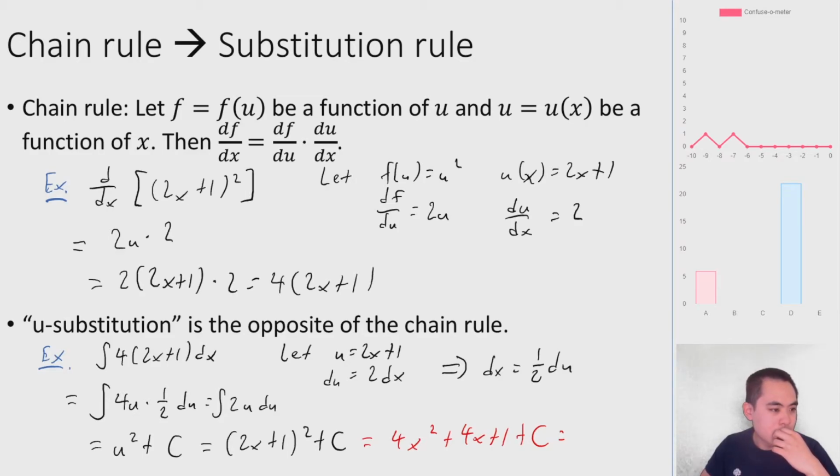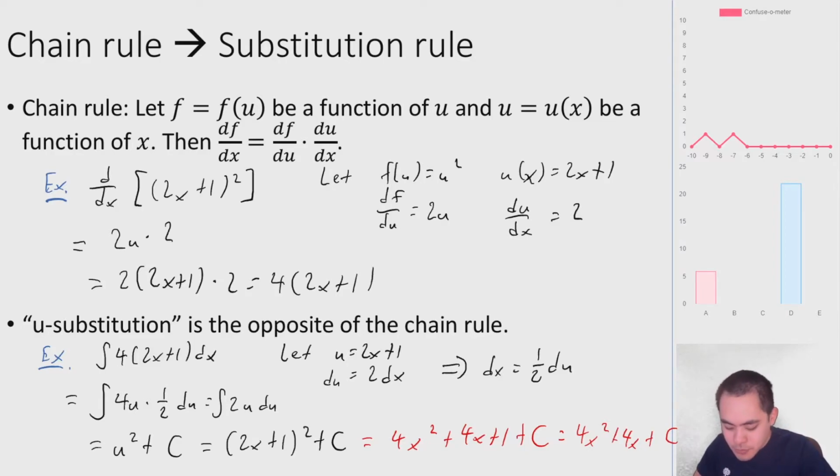Something went wrong here. I'm not actually sure what went wrong here. 4x squared plus 4x plus 1 plus c. So that's equal to 4x squared plus 4x plus c. Oh, yeah, well, that's fine, because we're reversing our thing, and so our original thing was also (2x plus 1) squared, so that was 4x squared plus 4x. So we don't need that, so that all works out.